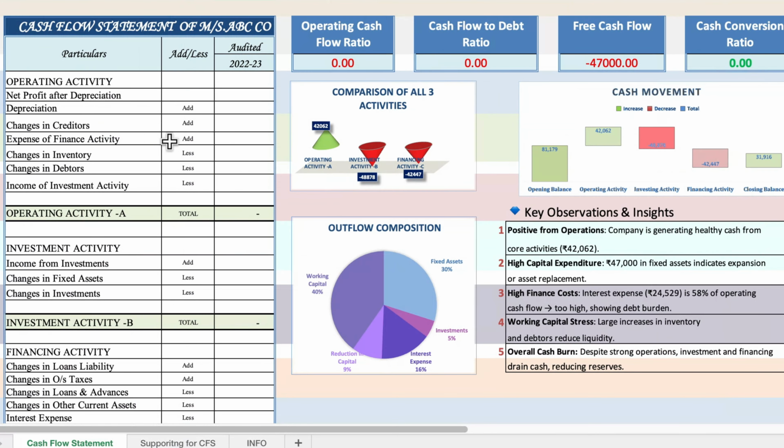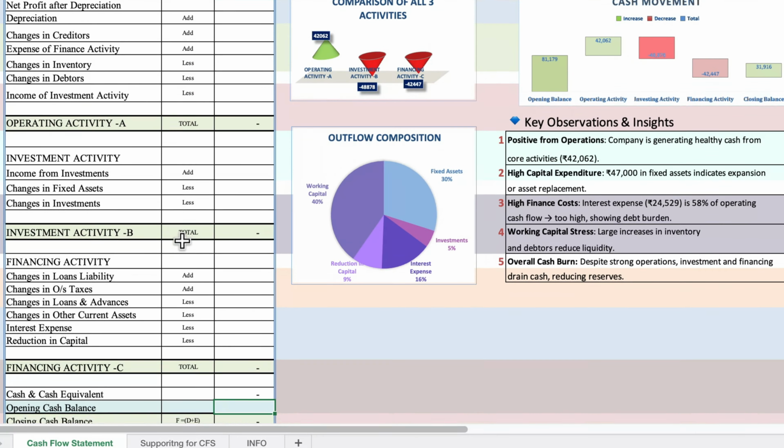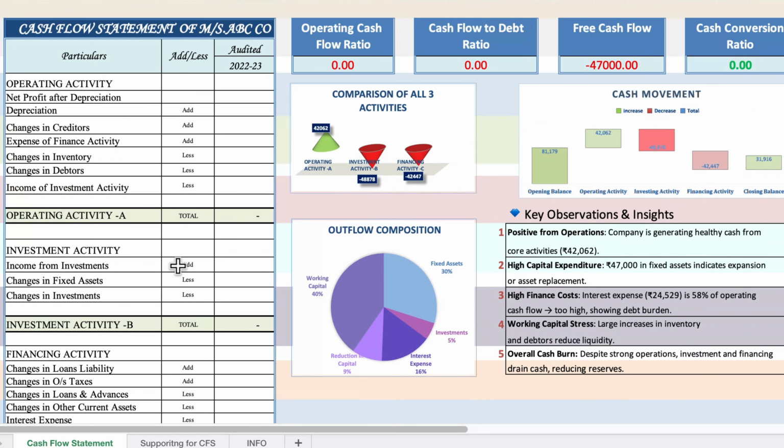Also, indirect method is quick and easy to use even with large volume of data, and for reporting and compliance purposes indirect method is generally used. So in cash flow statement there are three main activities, that is operating activity, investing activity and financing activity, and transactions are segregated according to these three main activities.